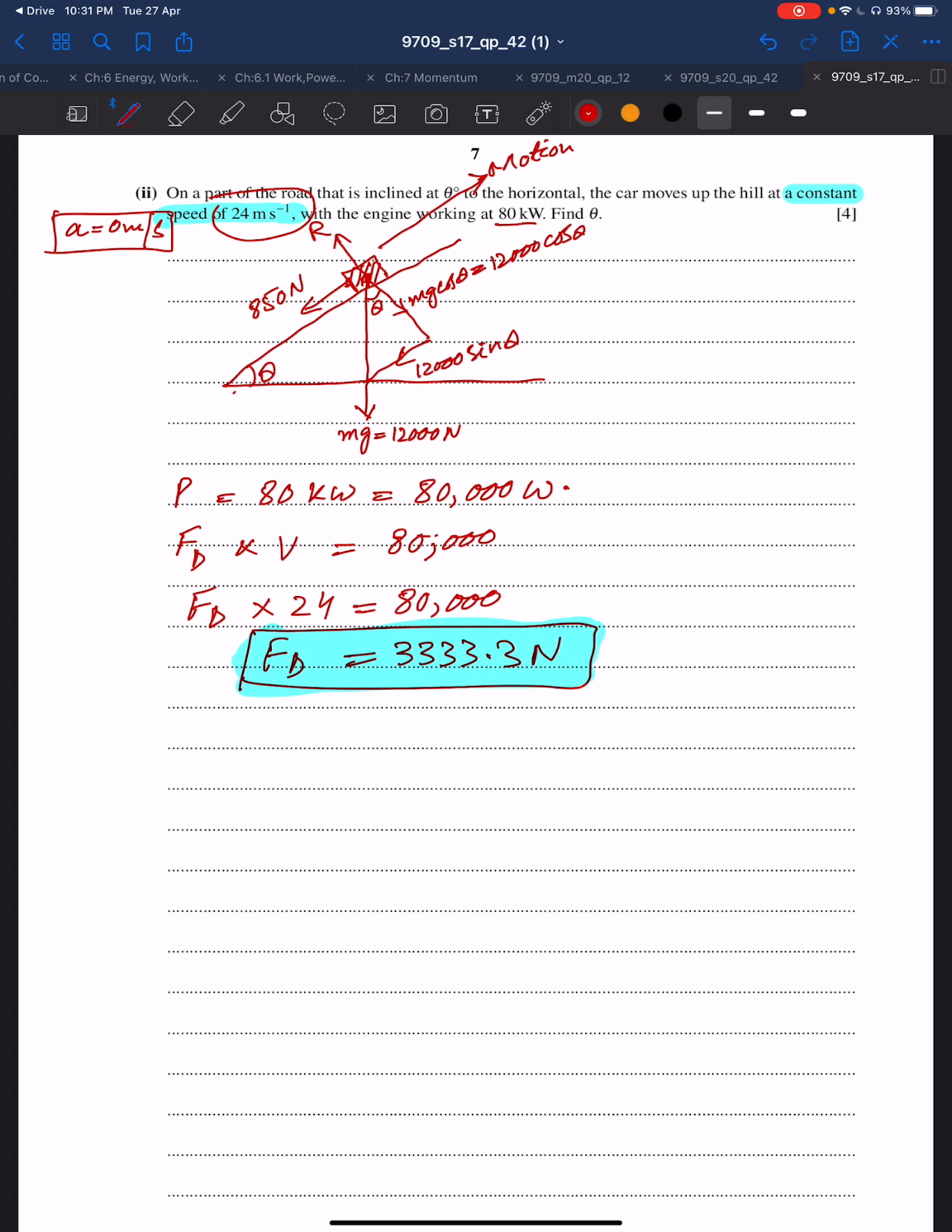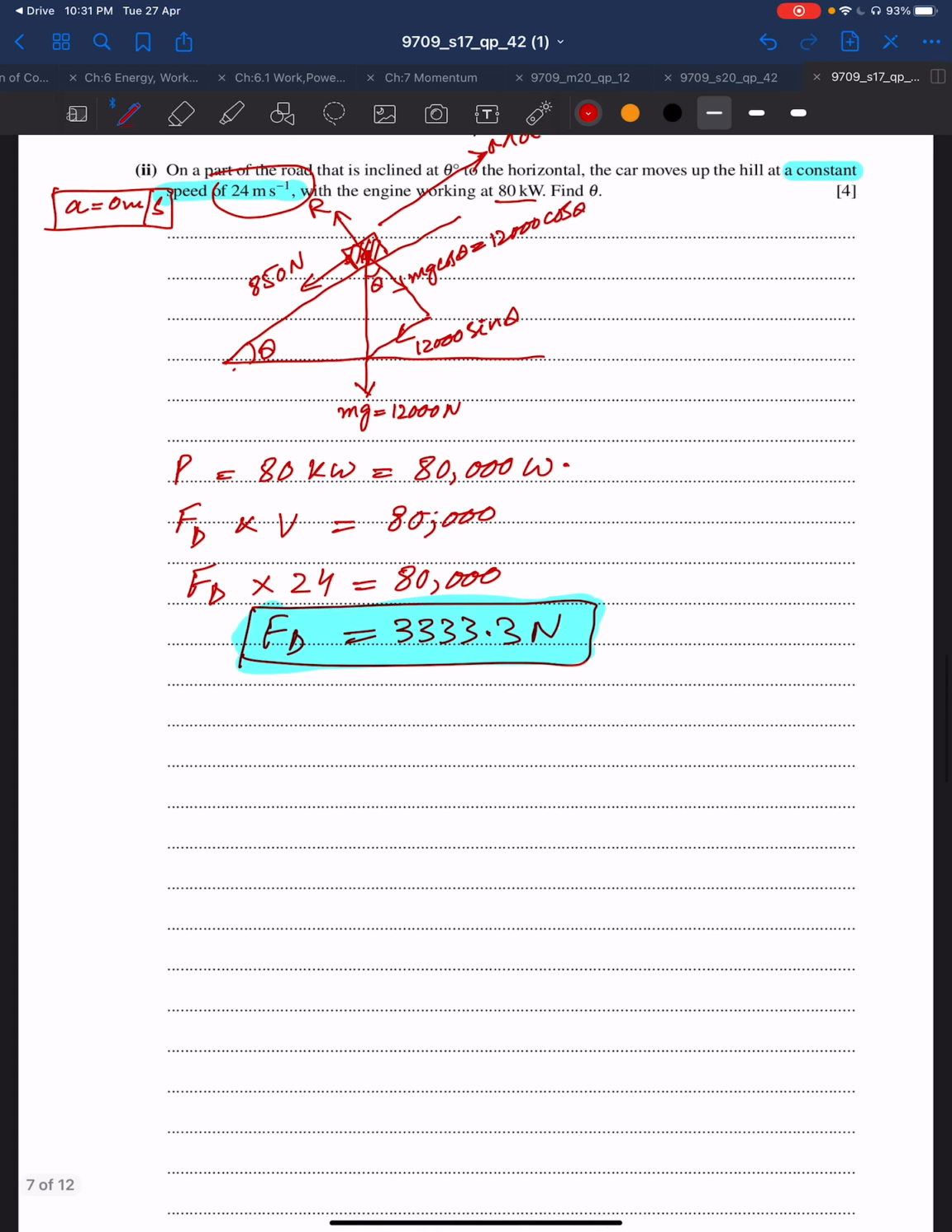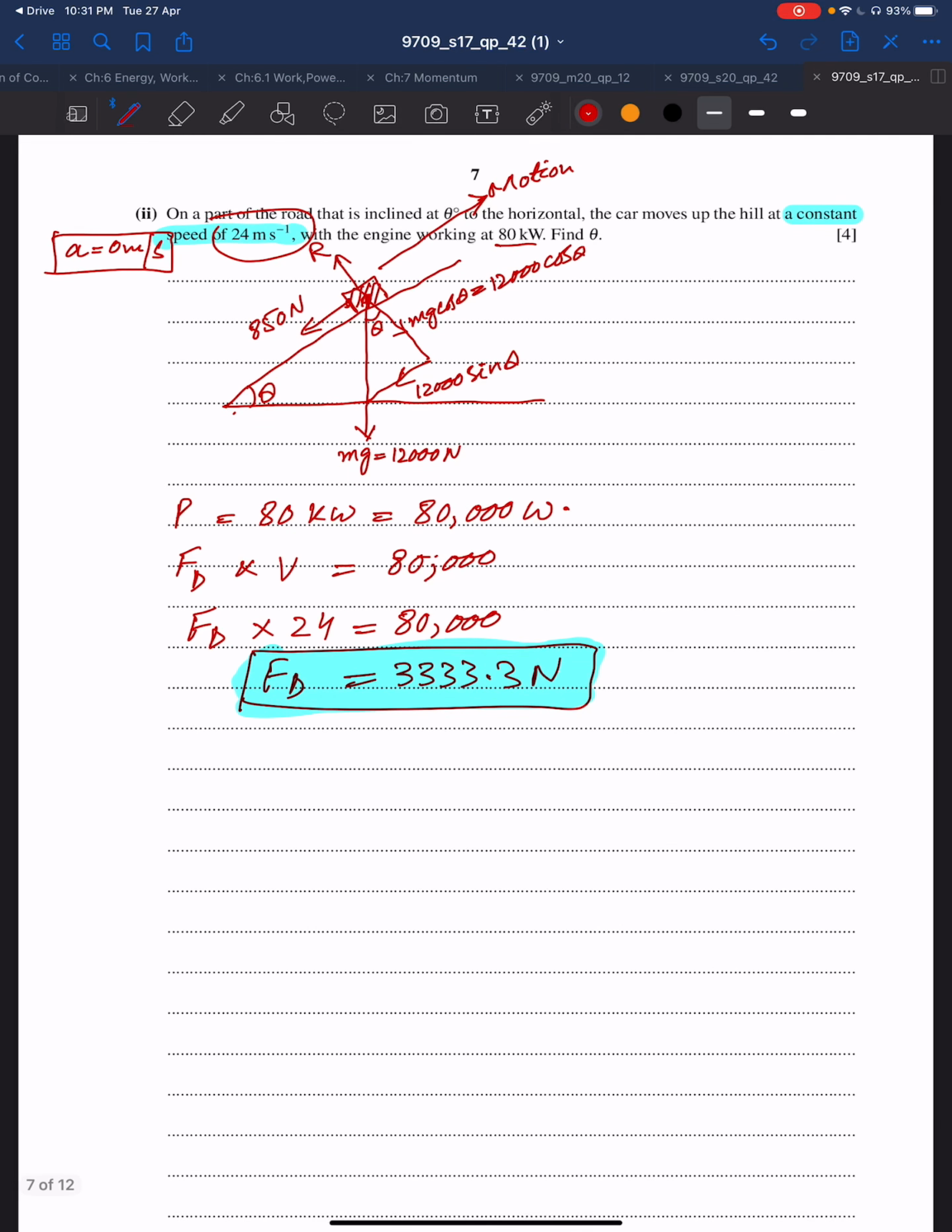Okay, now we know that Fd, the driving force, minus the resistance force is equal to net force, that is ma. So driving force is 3,333.3 minus resistance force is R2.